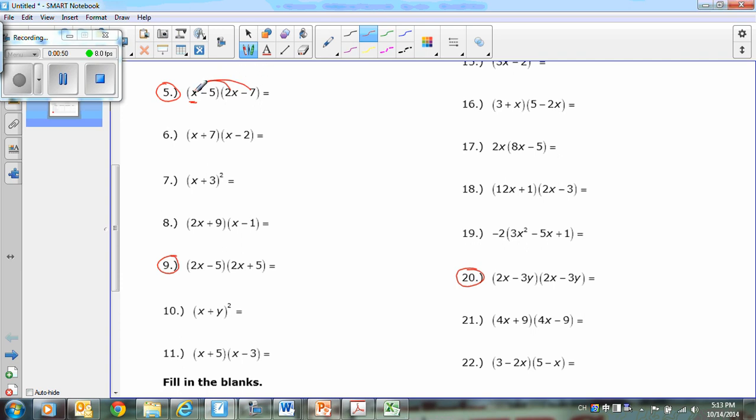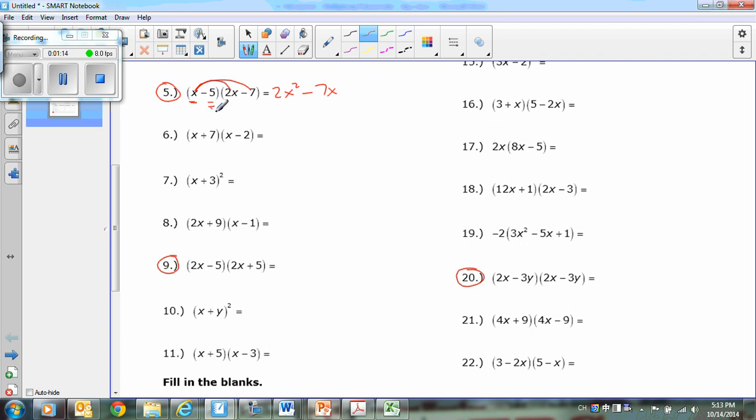So starting with x times 2x, that's going to give us 2x squared. All right, and then I'm going to also take x times -7. Positive times a negative would give me -7x. All right, now I'm done with this x. I have distributed it. I have multiplied it by both terms in the other binomial. So now let's move on to -5.